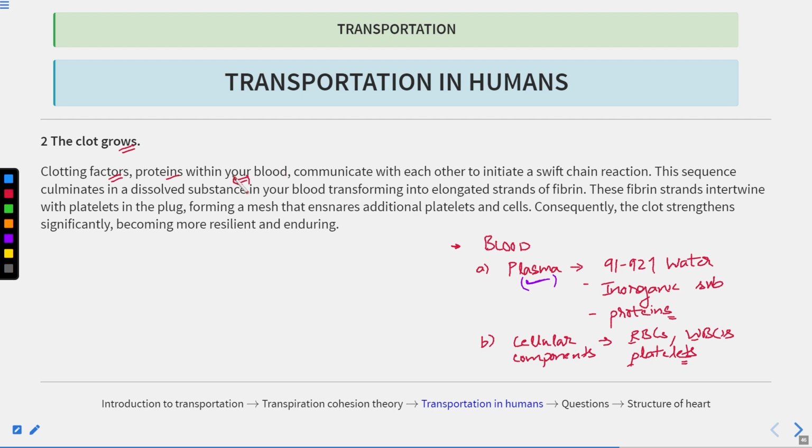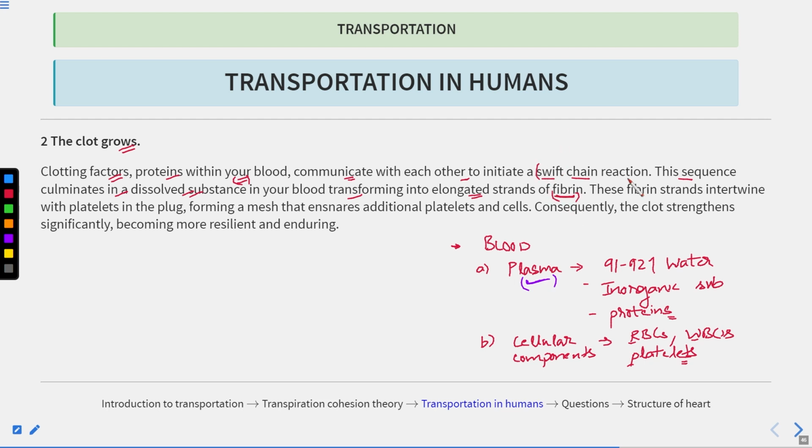Now the clotting factors and the proteins within your body communicate with each other to initiate a swift chain reaction. This sequence culminates in a dissolved substance in your blood transforming into elongated strands of fibrin. So in the end, fibrin is formed. We will see how this fibrin is formed.